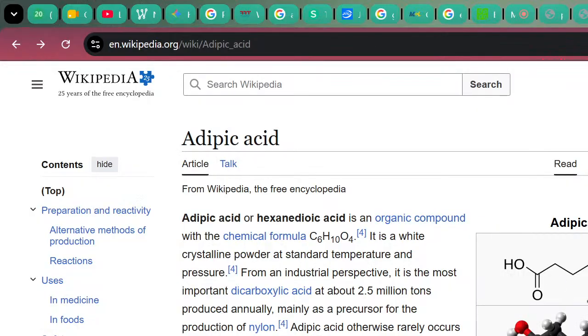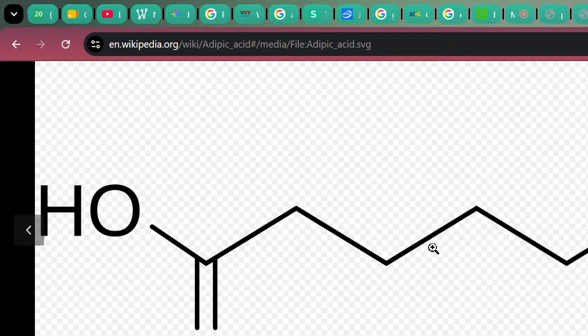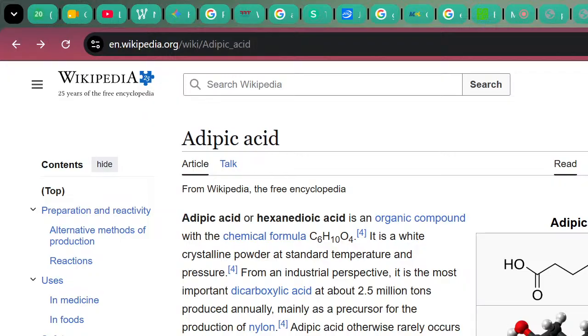Hexane, not hexene, because we do not have a double bond; all are single bonds between the carbon atoms. So since there are 6 carbons, it is hexa; it is ane because we have single bonds, no double bonds; and we have two carboxylic groups on the two terminals, so that's why it is dioic acid. So adipic acid is also known as hexane dioic acid.